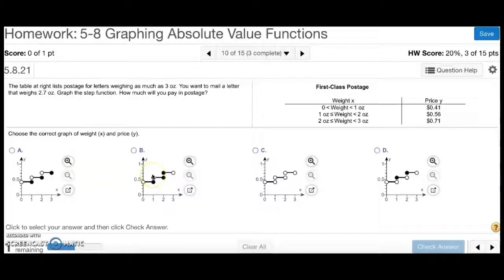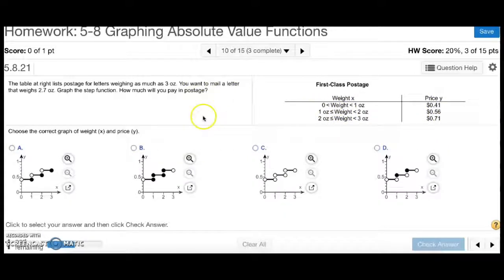Number 10. The table at right lists postage for letters weighing as much as 3 ounces. You want to mail a letter that weighs 2.7 ounces. Graph the step function. How much will you pay in postage? Looking at our table, we have a price amount depending on the weight. Letter weighs 2.7 ounces, so that is between 2 and 3 ounces.